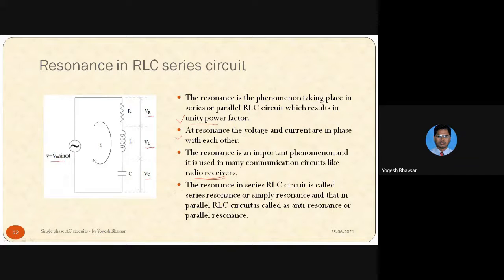Resonance in a series RLC circuit is called series resonance or simply resonance, and that in a parallel circuit is called anti-resonance or parallel resonance. You may refer to this for MCQ questions. In a series RLC circuit, it is only called resonance or series resonance. In a parallel circuit, it is called anti-resonance or parallel resonance.